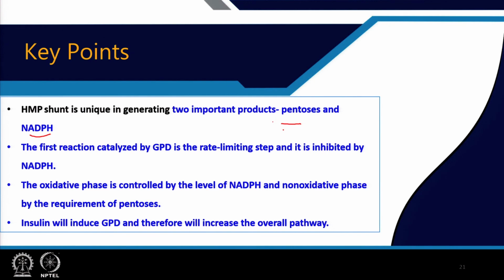The first reaction, that is catalyzed by glucose 6-phosphate dehydrogenase, is the rate limiting step and it is inhibited by NADPH as an allosteric inhibitor. The oxidative phase is controlled by the level of NADPH and the non-oxidative phase is controlled by the requirement of pentoses, and insulin induces glucose 6-phosphate dehydrogenase and therefore increases the overall pathway.